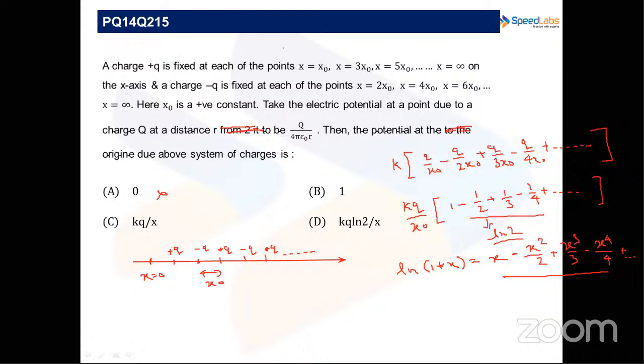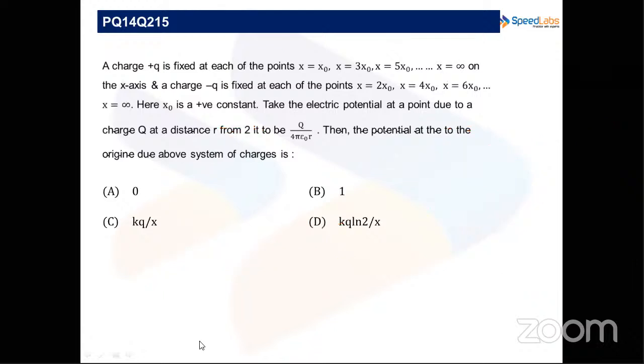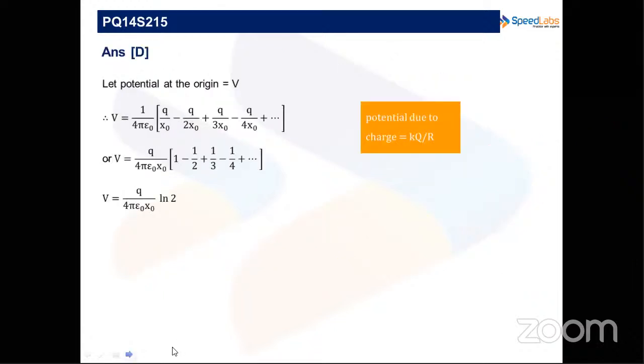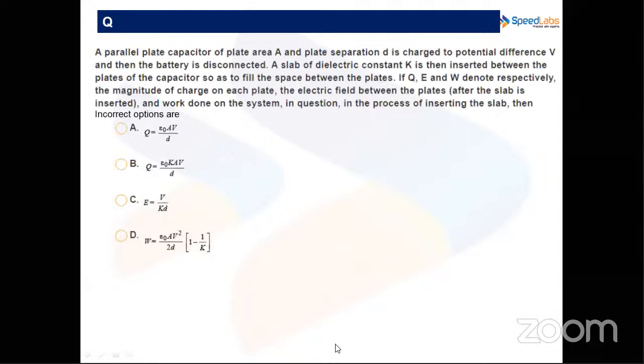Expansion of ln 1 plus x is this. You just put x is equal to 1. This entire left hand side becomes the thing in bracket, and eventually we get our answer as ln 2. So it is kq by ln 2 x naught. Answer is D. One second, and yes, Harsha had given the correct answer. Let's move to the next question. One second, let me clear the screen. This is the solution. Now, next question.